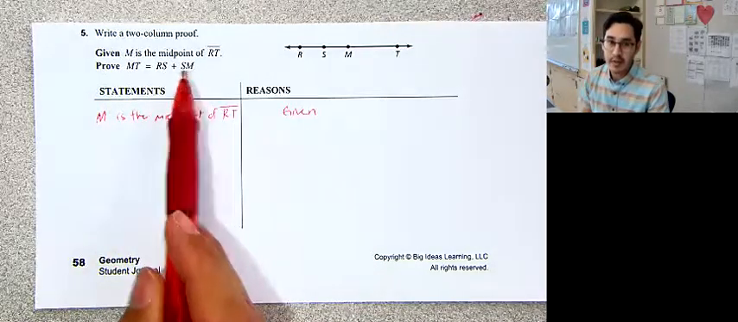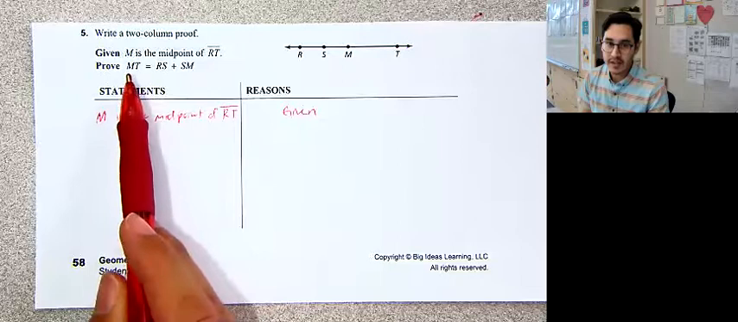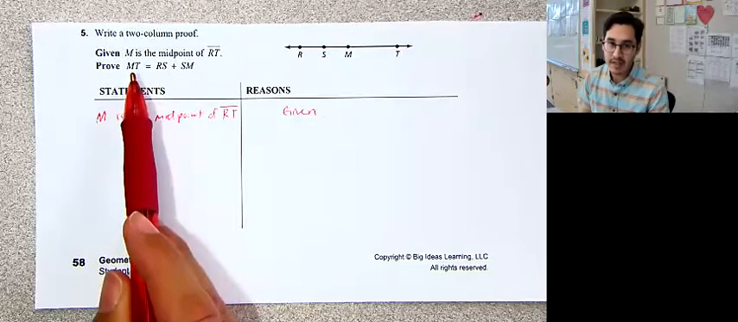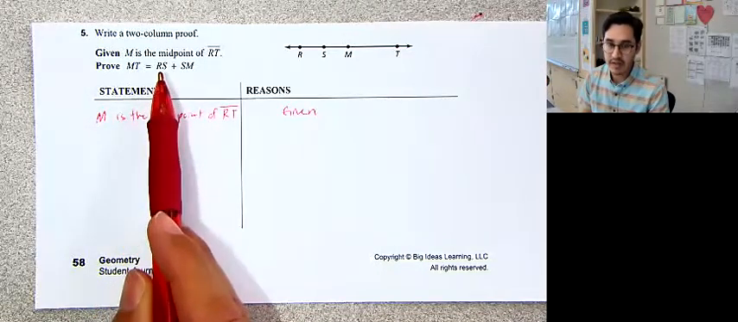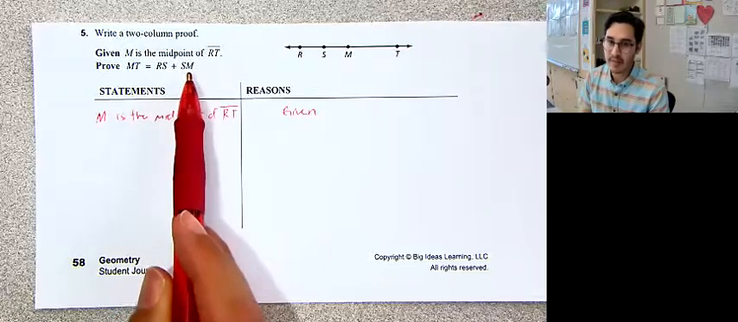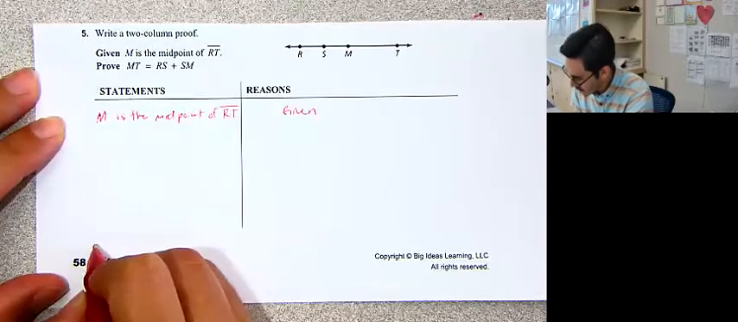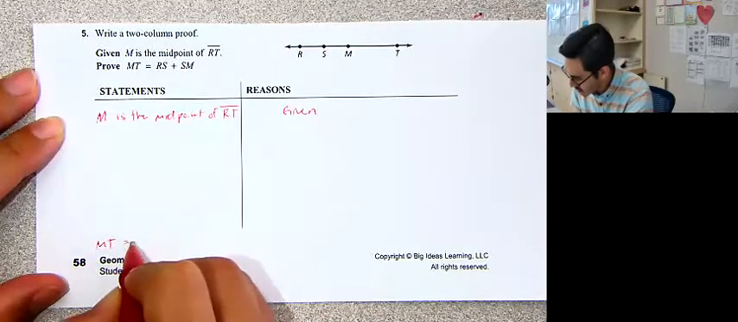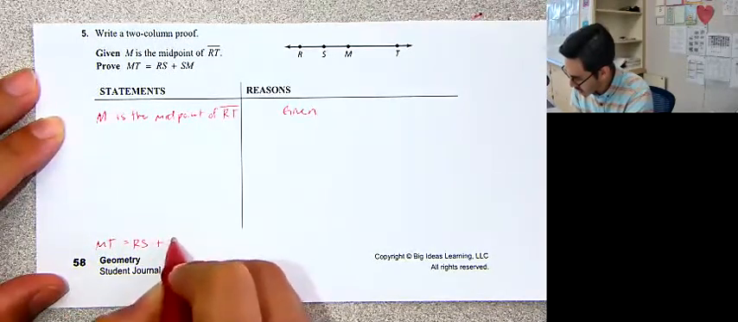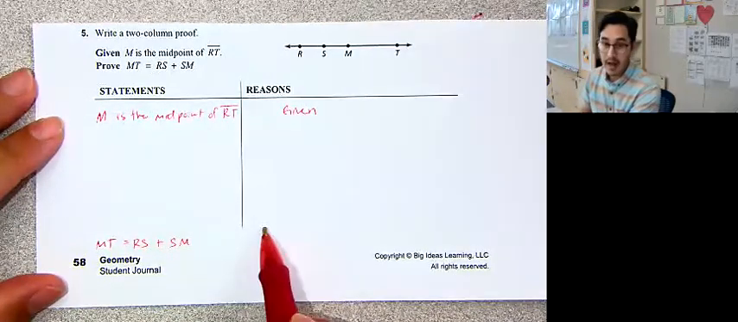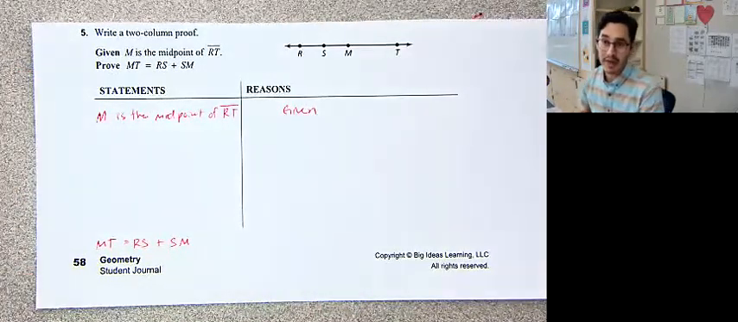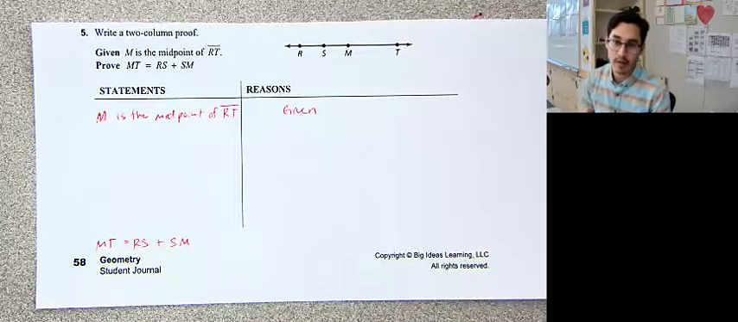I see my destination, right? What I'm trying to prove is that the distance from M to T is equal to the distance from R to S plus the distance from S to M. Okay, so that's going to go at the very bottom. MT equals RS plus SM. Okay, I can't put a reason here because I don't know how I'm going to get there yet. I just know that's where I'm trying to go.